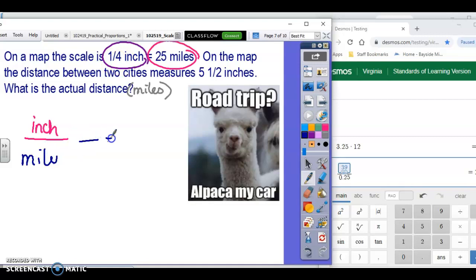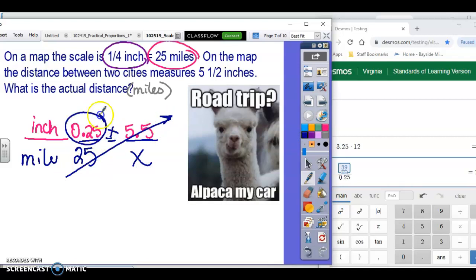So I see that the inch is 1/4. So we've already talked about that being 0.25, and the miles is 25 miles. So I label that together. Then on the other side, it tells you that the distance between the two cities measures 5.5 inches. So that's going to have to be in pink on top. 5.5 would be 5.5. And we want to find the actual distance. So that's my x value. So we multiply across, divide by what's left over.